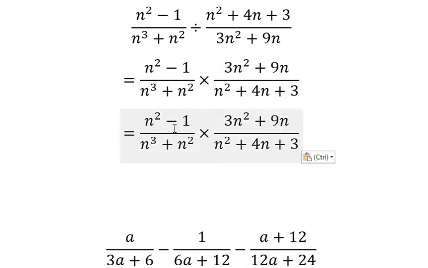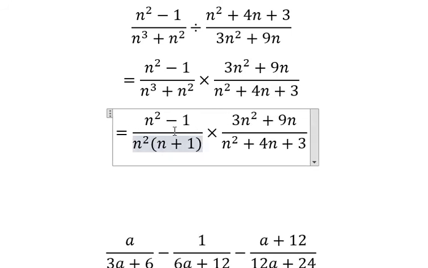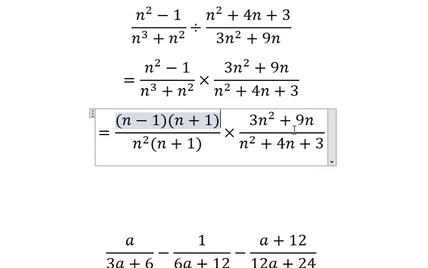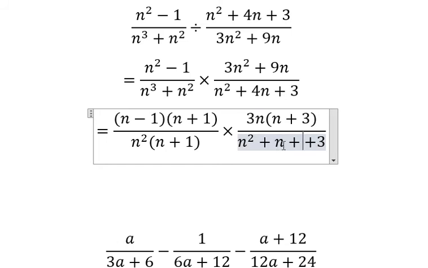Next, we need to do factorization of this one. This is an identity. We have one squared in here, and this one you get n minus 1, n plus 1. This one we have 3n squared plus 9n. This one we can factorize by 3n, so I will put 3n in here. The 4n we can put into n plus 3n.